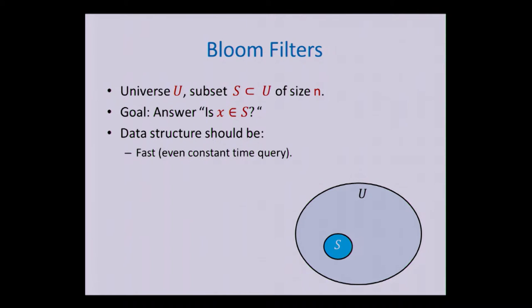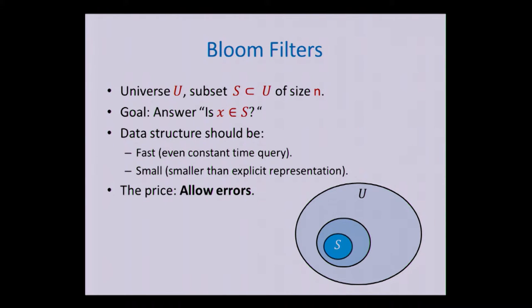It's a very practical data structure, so we want it to be very fast. The query time should be really constant time. And even more importantly, we want the representation, the memory used by this data structure, to be very small. In particular, we want it to be much, much smaller than what you actually need to represent the set S. So how can we do that? Of course, we allow errors. This is going to be a probabilistic data structure, and we're going to have some probability of error.